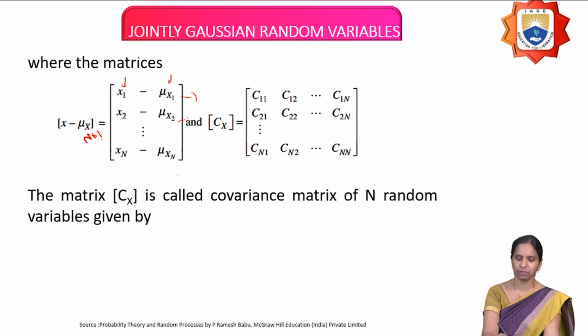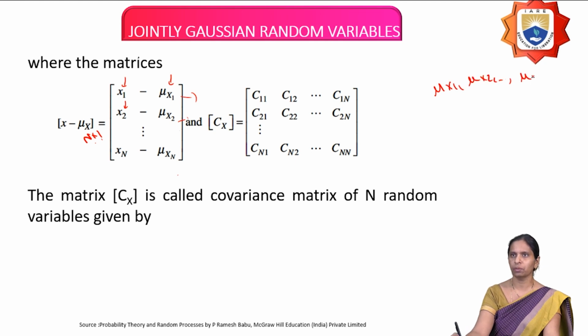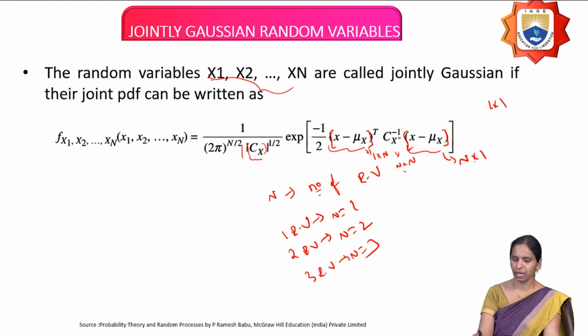And what is mu x1? It represents the mean of the random variable x1. And what does x2 represent? The particular element in the random variable x2. And mu x2 represents the mean of the random variable x2. Therefore, mu x1, mu x2 and so on up to mu xn represent the means of the random variables x1, x2 and so on up to xn. So, we have defined this matrix.